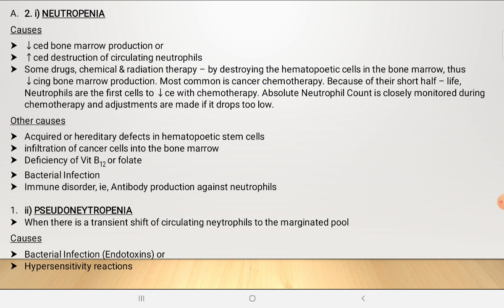Over here the spelling of neutrophils is wrong. You should correct it.